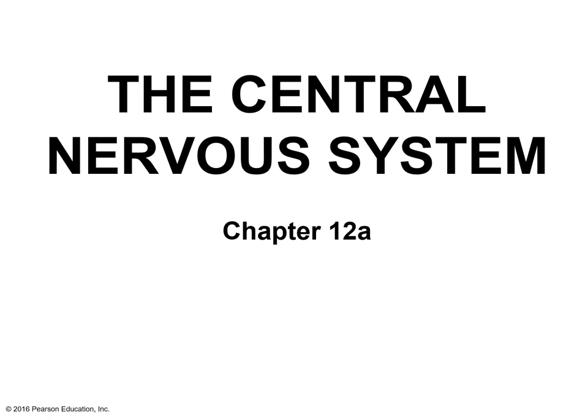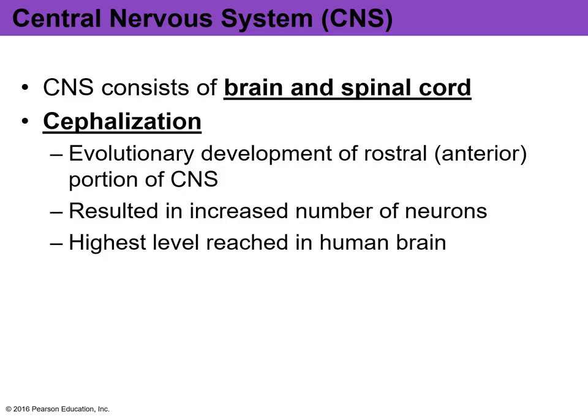Okay, this is chapter 12, part A, or part 1, and it's dealing with the central nervous system. Remember, the central nervous system is comprised of the brain and the spinal cord, just those two components. Cephalization refers to the evolutionary development of the anterior portion of the central nervous system.